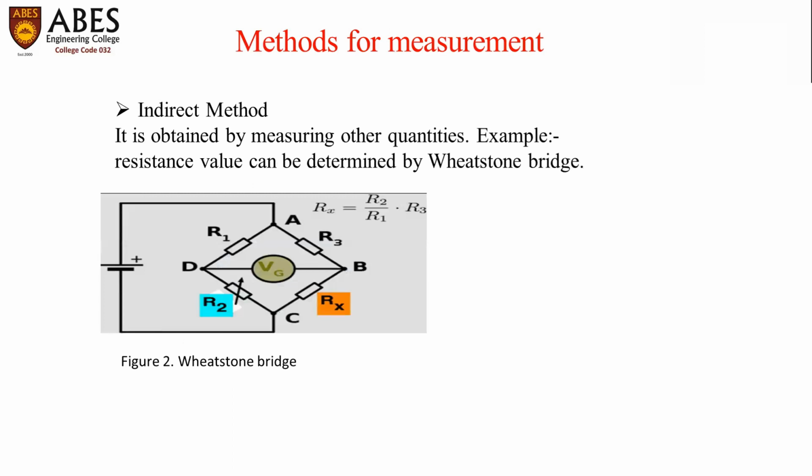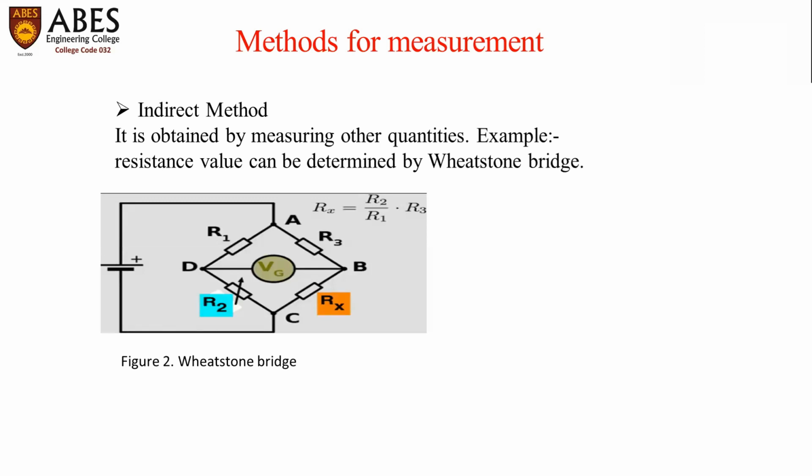Now the other is the indirect method. What is the indirect method? It is obtained by measuring other quantities. Like, one method for measurement of a resistance value is you just take the multimeter and do the measurement and see the value it is displaying there, and you mention this resistance is of this much value, right? And another method is to determine the value of that unknown resistor using a Wheatstone bridge.